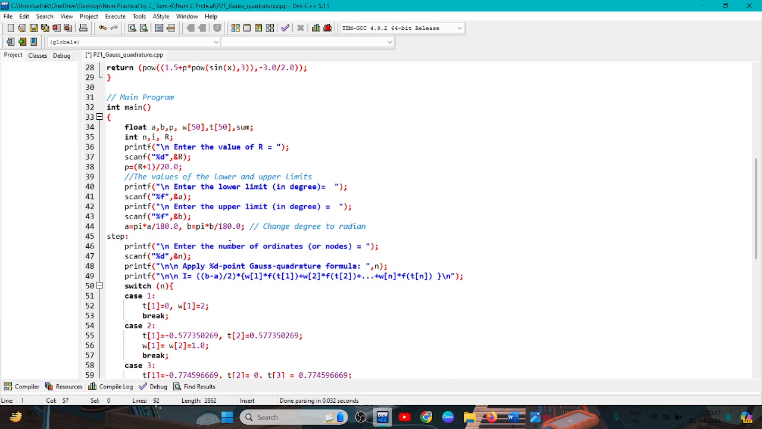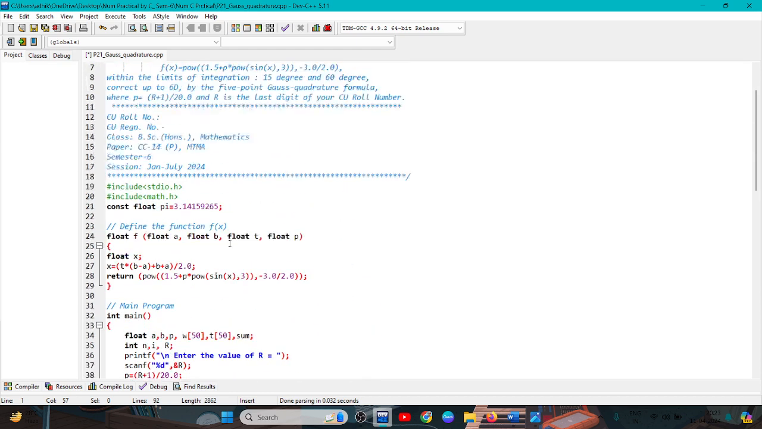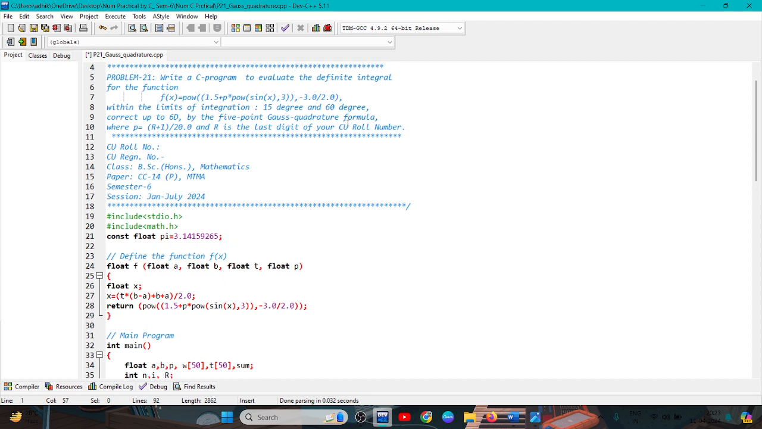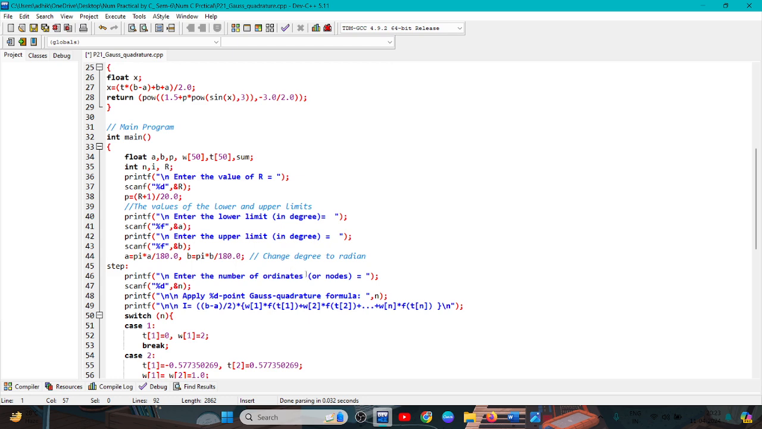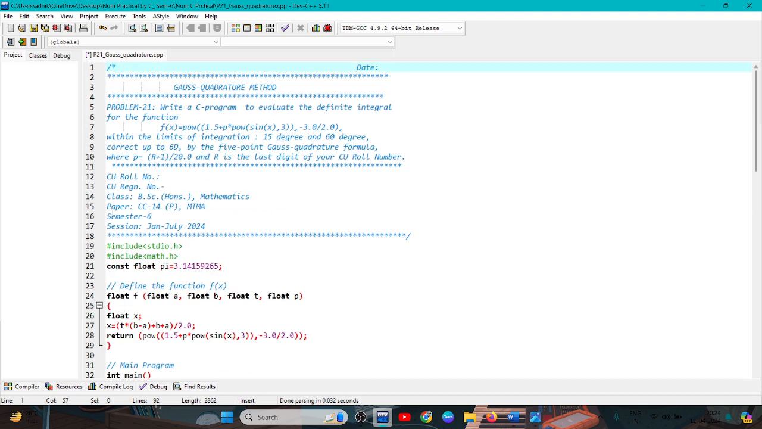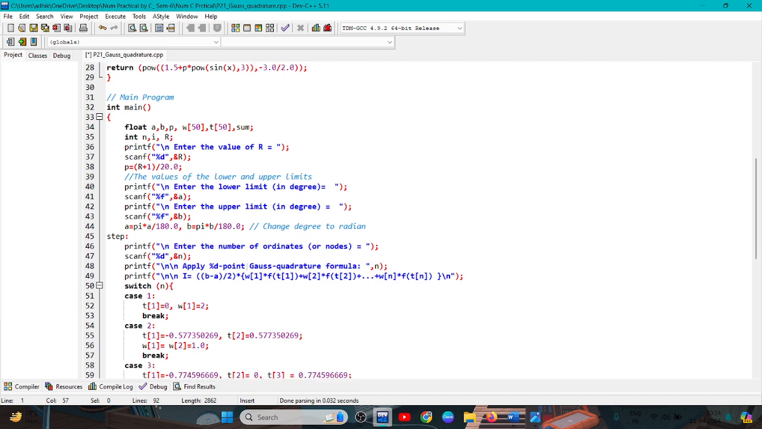These are the steps. Enter the number of ordinates or nodes. Here in this question it is the 5-point Gauss quadrature formula. So the nodes are x0, x1, x2 up to x5, so n equals 5 here. If the question is a 4-point Gauss quadrature formula, then n equals 4, put n equal to 4. So this is the formula, apply this.